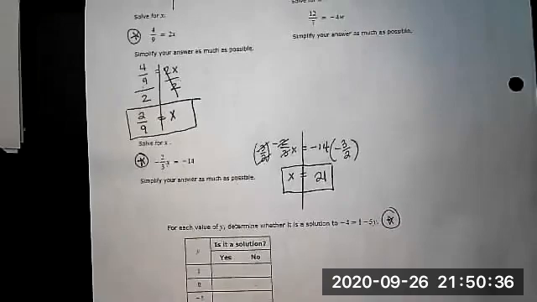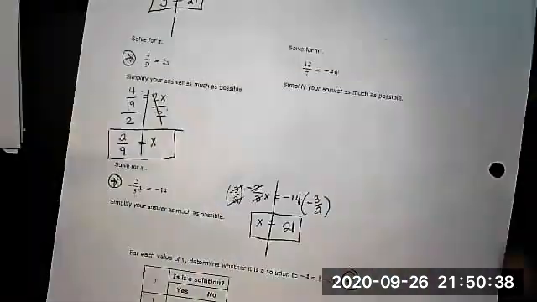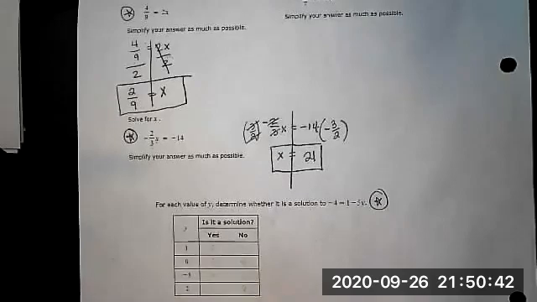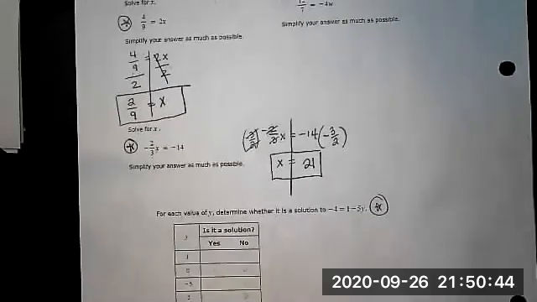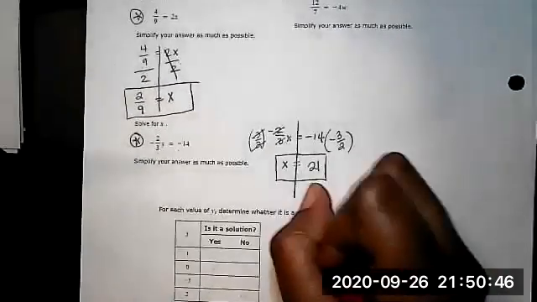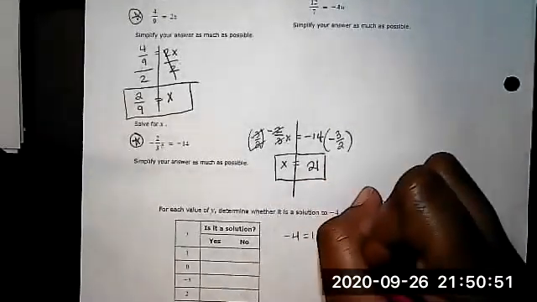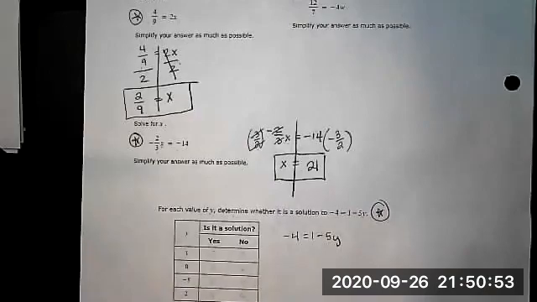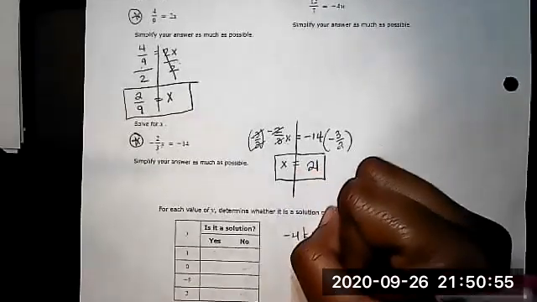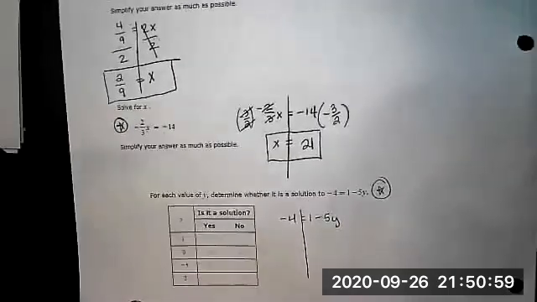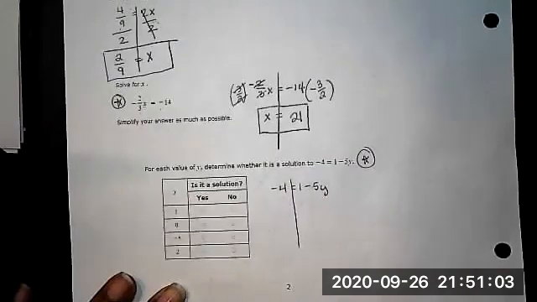All right, so for each value of y, determine whether it's a solution. And the problem is -4 equals 1 minus 5y, okay? And again, you're solving for y first, and then you can see if it's a solution. We'll talk about that in a minute. Let's just solve this problem, and then we can figure out whether it's a solution or not, okay?